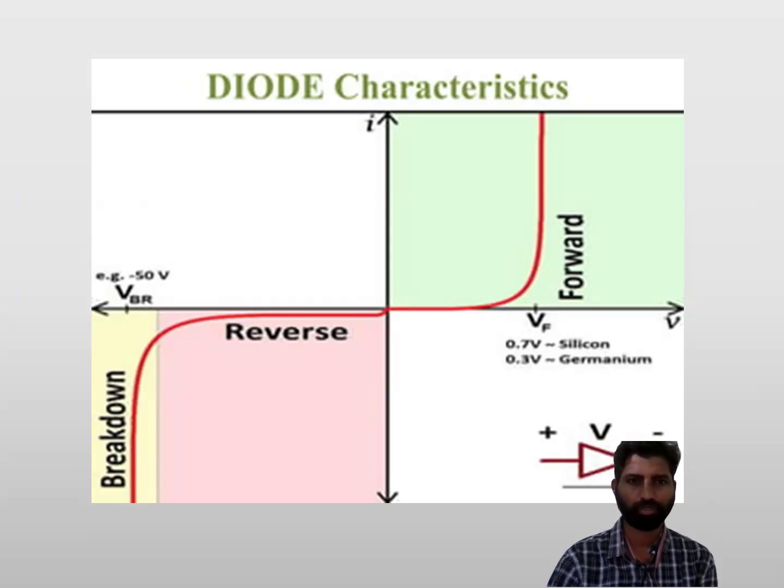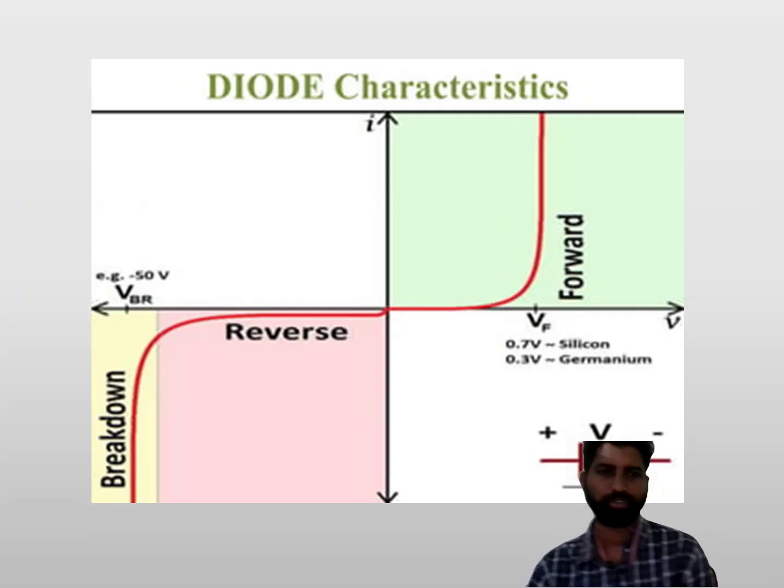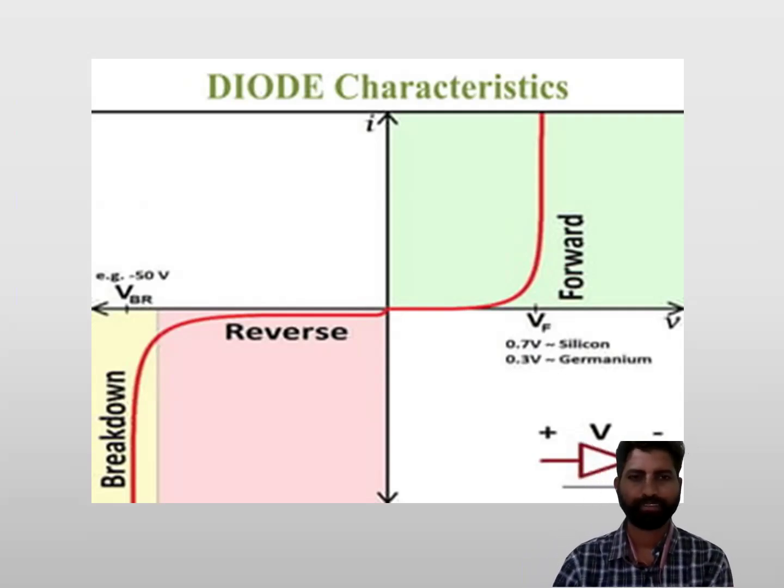As we go on increasing the reverse voltage applied across the depletion region, at one point, for example at minus 50 volts, there occurs what is called the breakdown voltage. There is a sudden increase in the current. You can see that is the breakdown voltage. Due to this, avalanche breakdown occurs, and if you increase the voltage further beyond the breakdown voltage, there is a chance that the diode will get damaged.